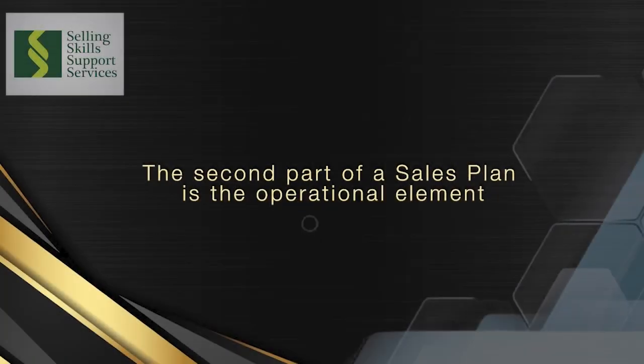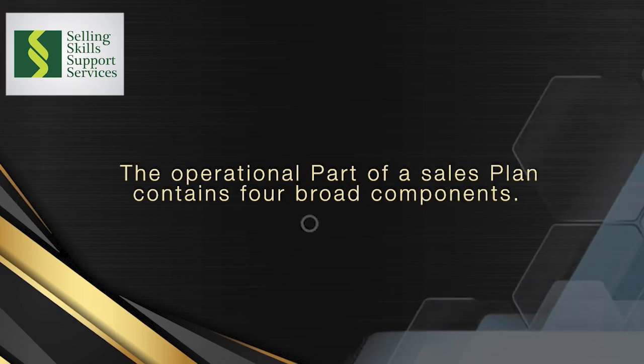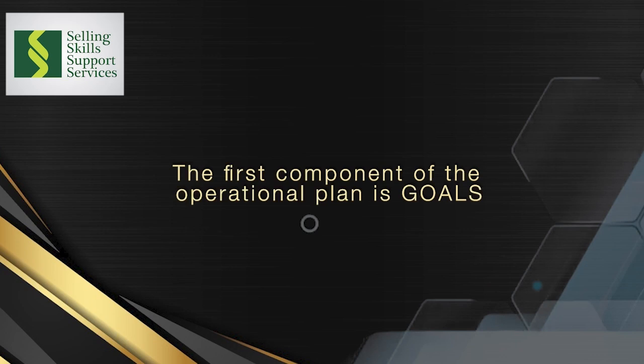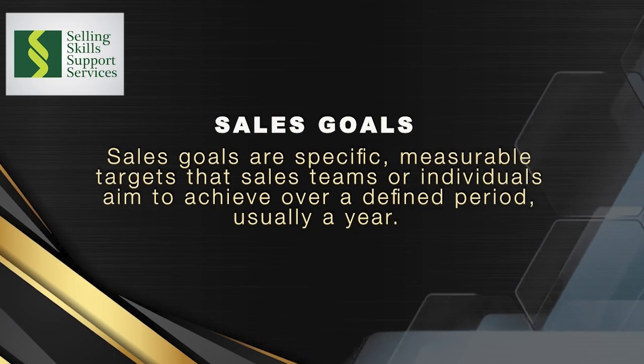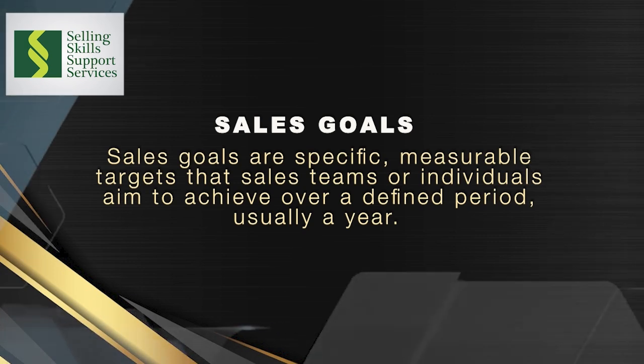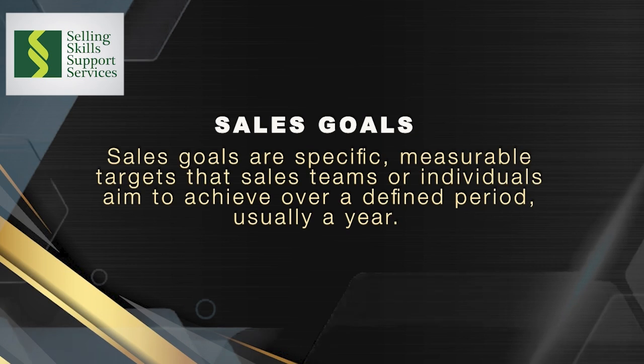Now, the second part of a sales plan is the operational element. The operational part of a sales plan contains four broad components. The first component of the operational plan is the goals. Sales goals are specific, measurable targets that a sales team or a salesperson aims to achieve over a defined period, usually a year. So, in sales planning, your goals are usually annual.